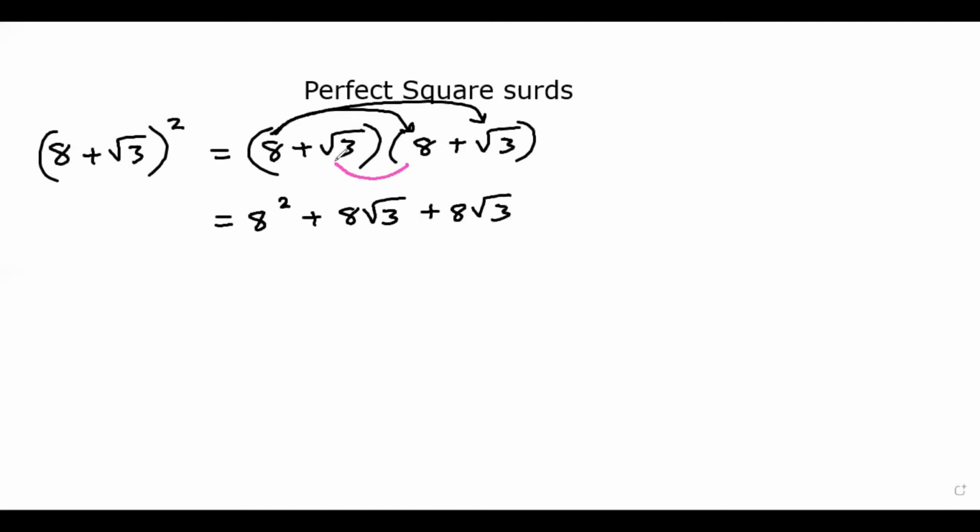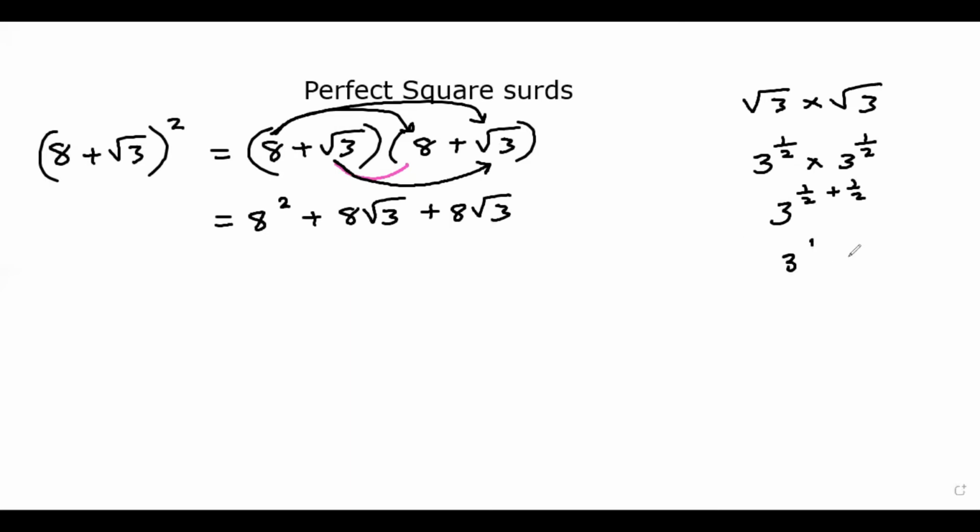And then you'd have root 3 times root 3. Now, in the corner here, I'm going to do what root 3 times root 3 would be. So that would be saying 3 to the half times 3 to the half. When you're multiplying and you have the same bases, you add the powers. So it would be 3 to the half plus a half. And we know that half plus a half is 1. So it'd be 3 to the 1, which is equal to 3.